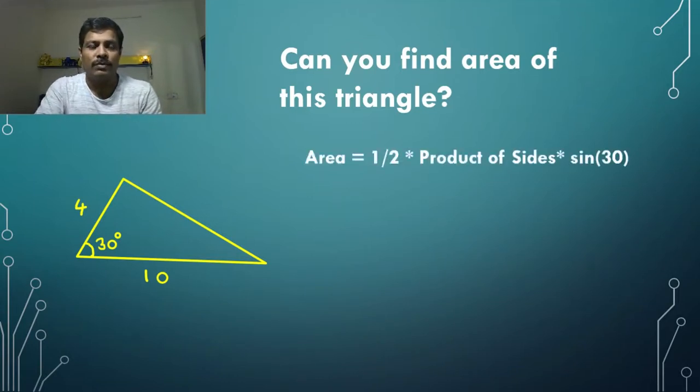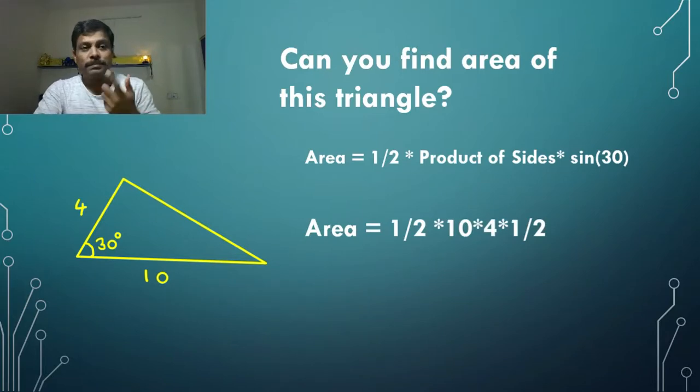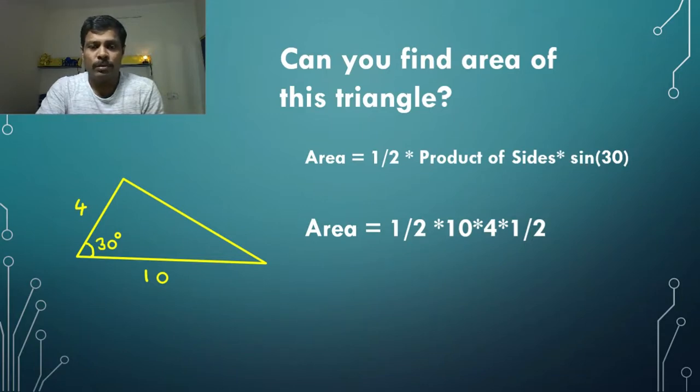The formula is 1 by 2 into the product of two given sides. So 4 is given, 10 is given. Take their product, and sine is a trigonometric function, the sine of the angle between these two given sides, and it is 30 degrees. Therefore, the formula is 1 by 2 product of sides into sine of the angle between these two given sides. We know that the value of sine 30 degrees is 1 by 2. Therefore, area is equal to 1 by 2, 10 into 4 into 1 by 2. After simplification, 2 into 2 is 4, and 4 ones are 4. So we are getting 10. Therefore, the area of this triangle is 10 square units.